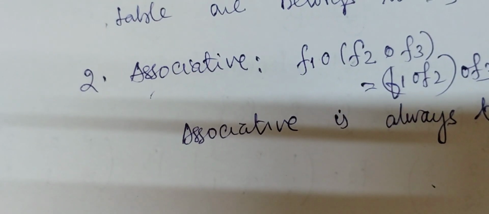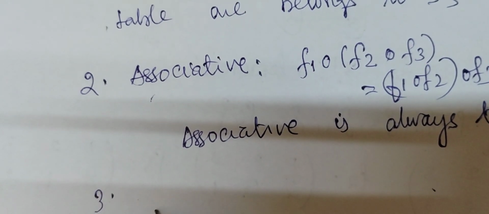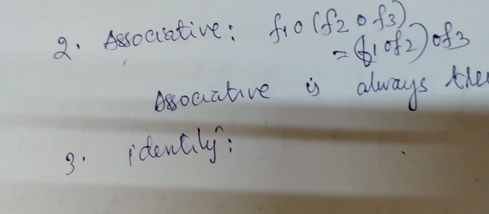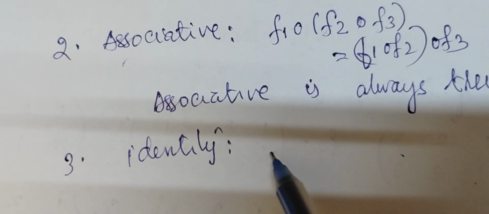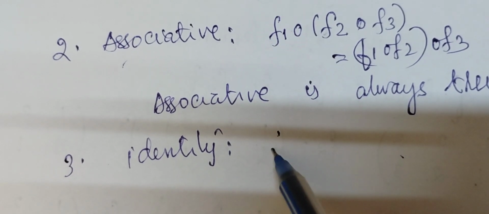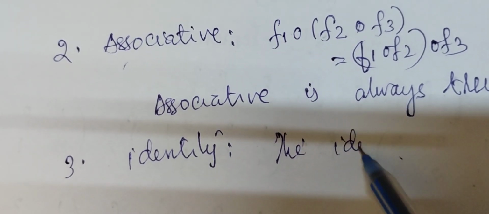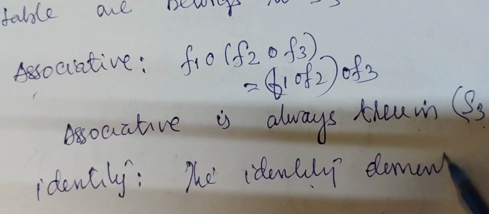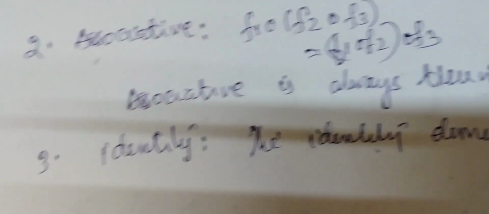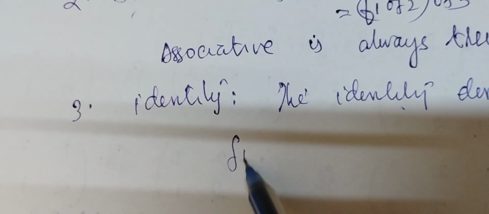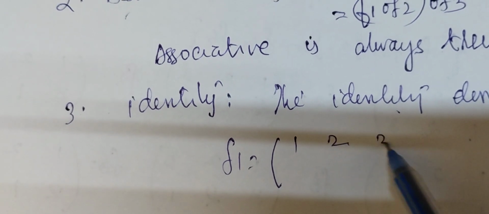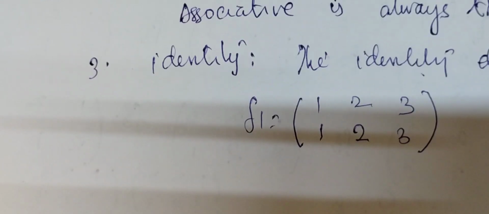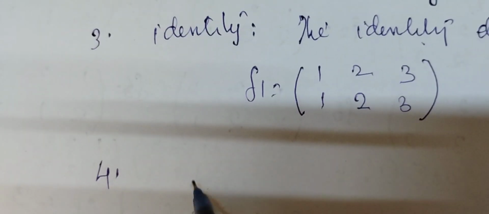Now identity. Identity I already explained. Third one is identity. What is identity? We have the identity element, that is F1: 1 goes to 1, 2 goes to 2, 3 goes to 3. And now fourth one, inverse.